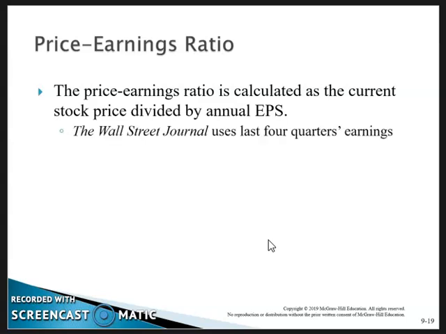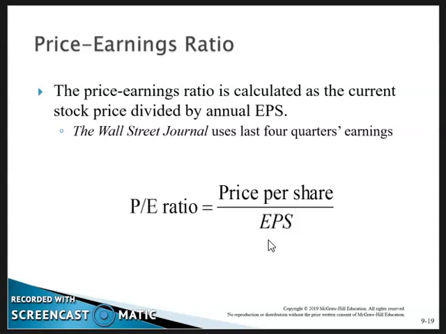You can get this information in the Wall Street Journal. Some websites actually have forward and trailing earnings per share. Trailing would be based on historical, forward would be based on projected. So PE ratio, just price per share divided by earnings per share.